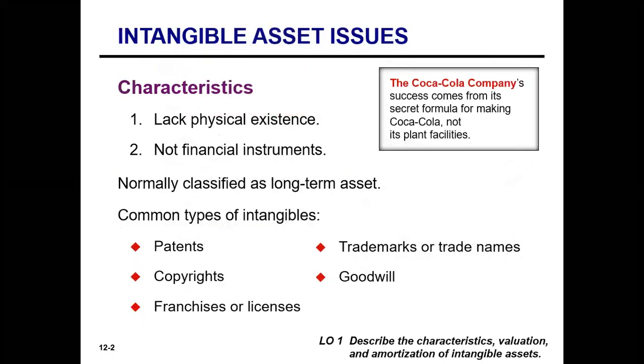Okay, so intangible by definition means that it does not have physical substance. You think about things like desks or chairs or computers. We can touch those things. They're tangible in nature, right? They have tangible substance. Intangible assets, again, do not have physical substance. They're not financial instruments, but they are revenue producing assets, right? So some of these examples: patents, copyrights, franchises, licenses, trademarks or trade names, brand names, goodwill, things like that.